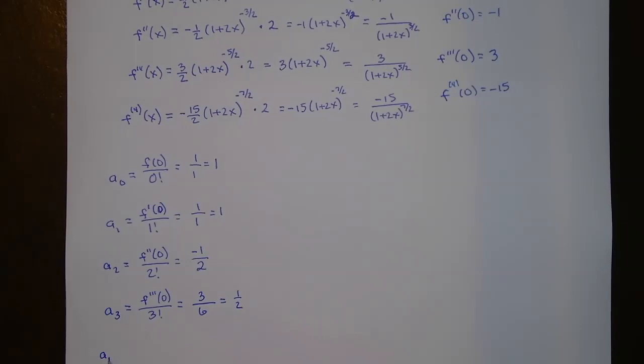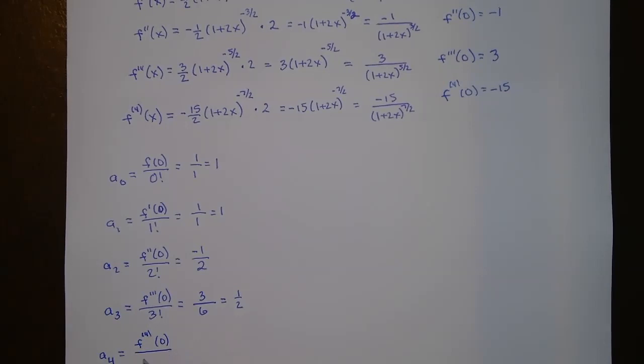And then finally our fourth one, for the fourth degree coefficient, or x to the fourth term. a sub 4 would be f of the fourth derivative at 0 over 4 factorial. And that would give us negative 15 over 4 factorial, which is 24. And that can be reduced. Both are divisible by 3, right? So that becomes negative 5 over 8.